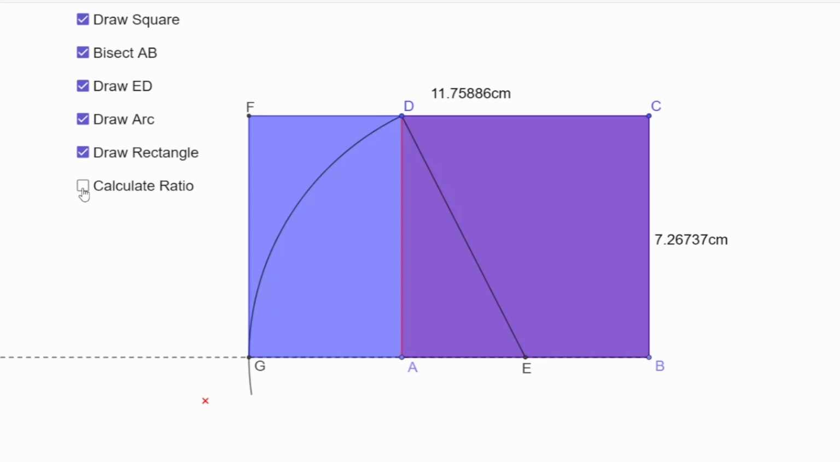Now, if I find the ratio of those two lengths, longer to shorter, we ended up with a ratio of 1.61803, which should look familiar. Okay, let's do something else now.